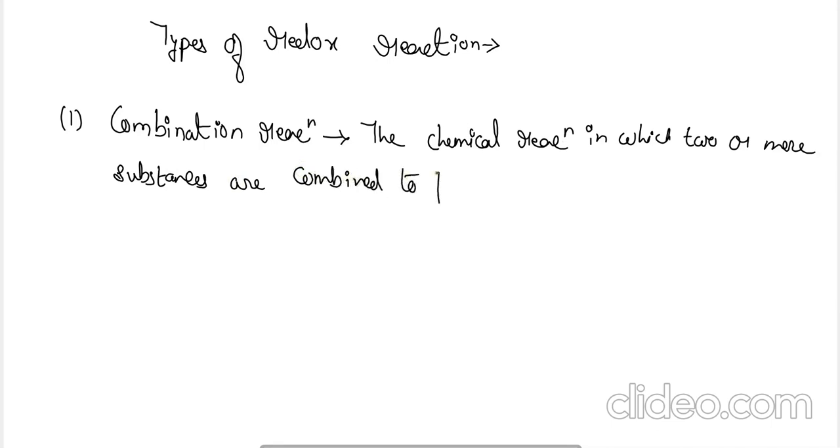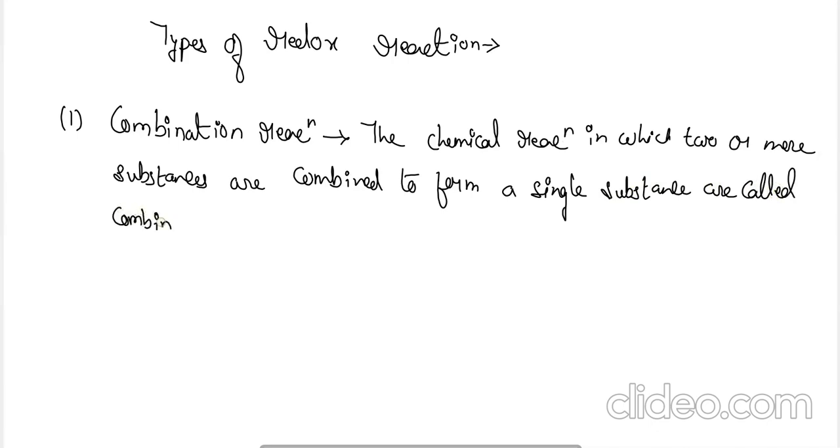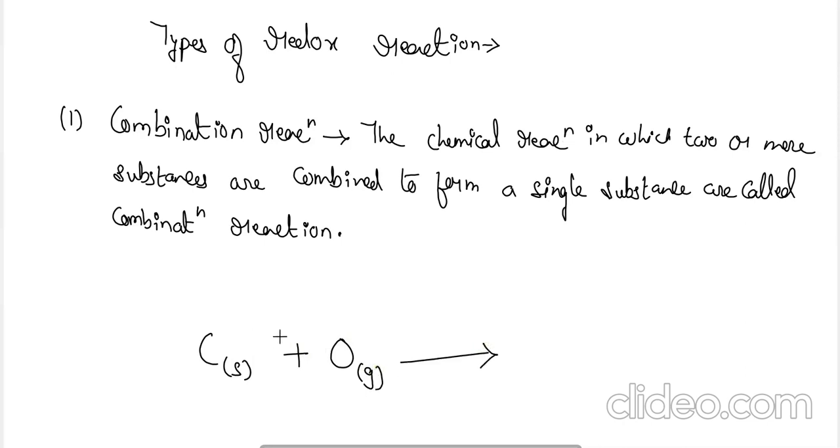are combined to form a single substance, is called a combination reaction. For example, we can take the example of a combination reaction when carbon, which is solid, is reacting with oxygen, which is gaseous, on heating, it will produce carbon dioxide.